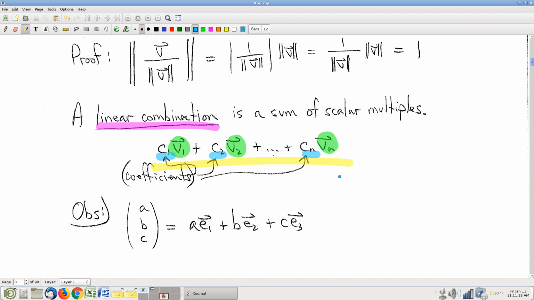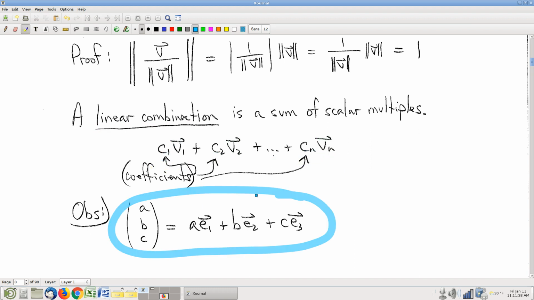And so very often we'll talk about what happens if this vector is a linear combination of the other two vectors. Linear combination is just a convenient way to say this is a sum of scalar multiples of these other vectors. So it turns out extremely important. It's going to come up a lot, so I had to define this terminology. And here's an easy example. This is an easy one to verify, by the way. The vector ABC is a linear combination of E1, E2, and E3.